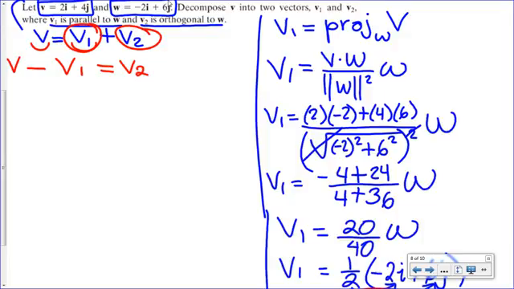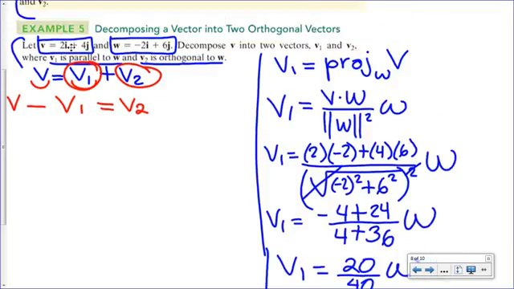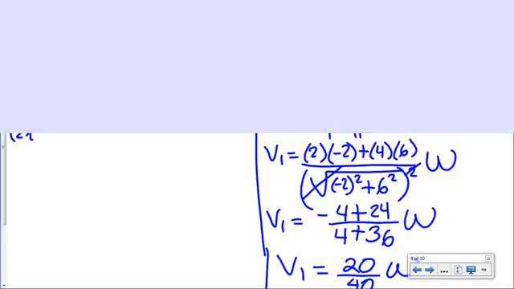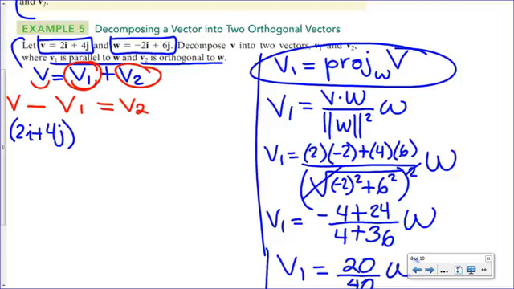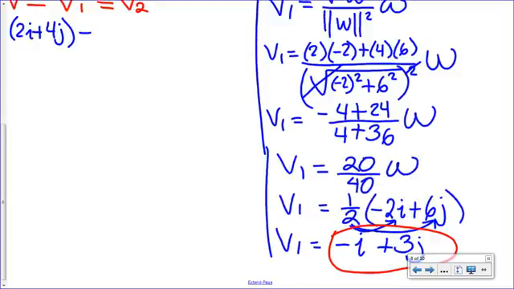Now, if you recall from the problem, we have the coordinates for this vector, vector v. And so those are 2i plus 4j. And after all the stuff that we did here, we were able to find the coordinates for vector v sub 1. And so those are located right here. And so that will be negative i plus 3j. And so that is going to give me vector v sub 2.